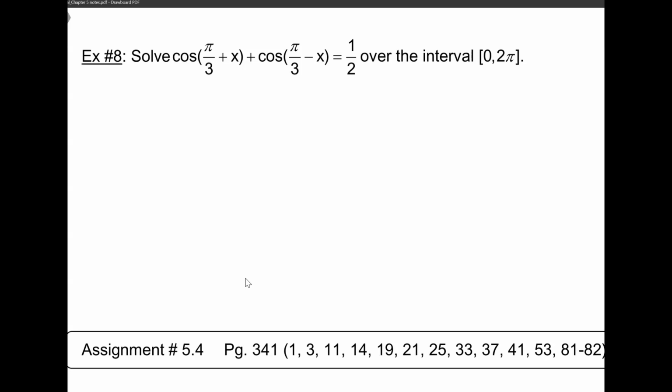So, example 8. So we're solving cosine of pi over 3 plus x plus cosine of pi over 3 minus x equals 1/2 over the interval 0 to 2 pi. So throw back to what this whole section is before. 5.4 is the sum and difference identities. So what this means is you're adding or subtracting the angles together.